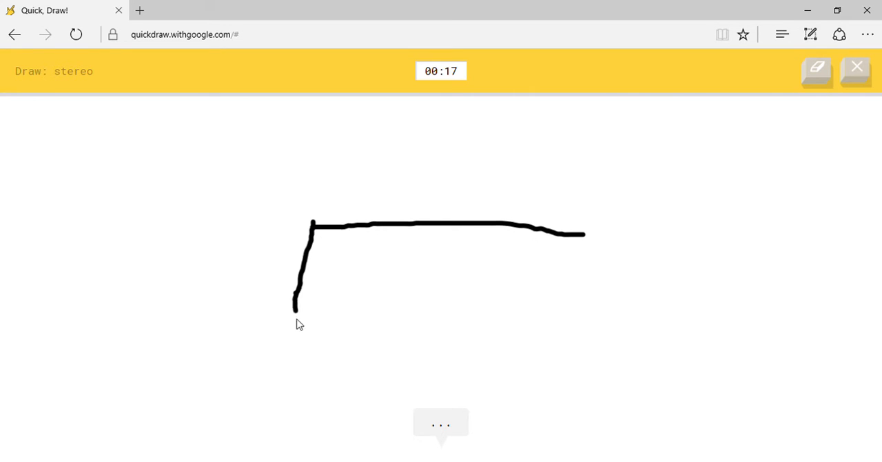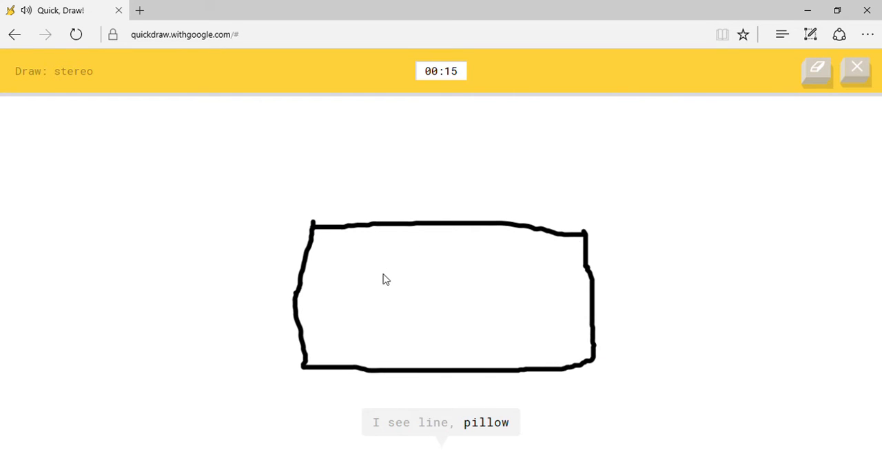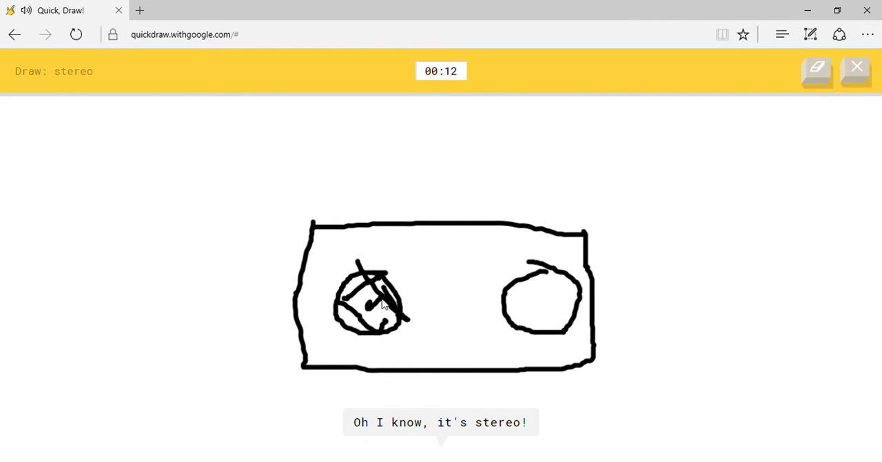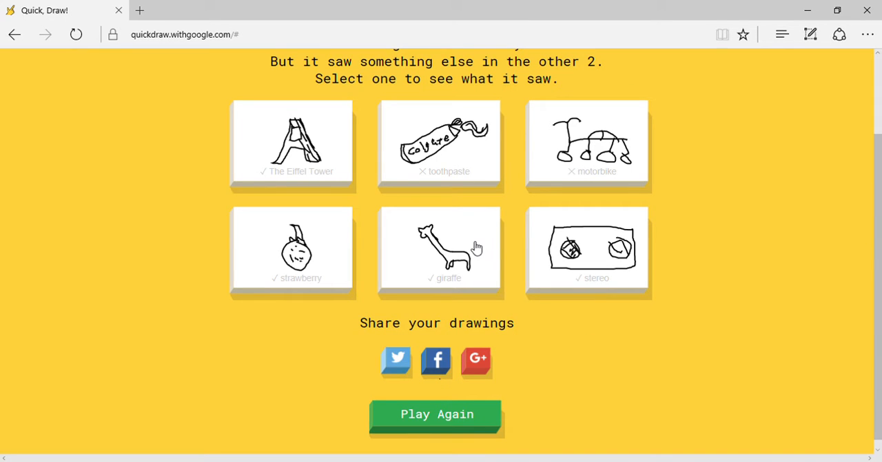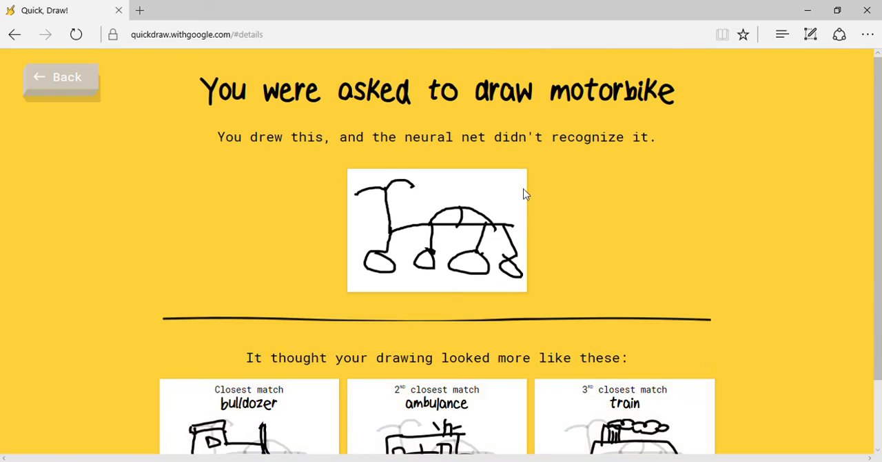A boombox. I see line. I can go, or pillow, or keyboard, or microwave. Oh, I know. It's stereo. I ain't done yet. The ones we didn't get are the motorbike and the toothpaste. Toothpaste looks cool though. It's a motorbike.